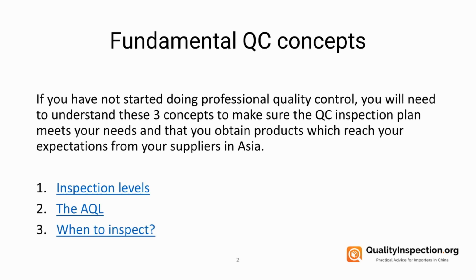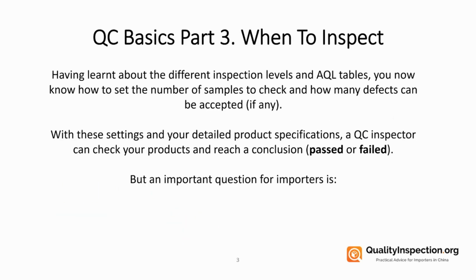If you've seen the other slideshows in this series, you'll have already looked at inspection levels and the AQL. And today, when to inspect. So we already know how to set the number of samples to check and how many defects can be accepted. So with these settings and your detailed product specifications, a QC inspector can go into your supplier's factory and check your products and reach a conclusion about whether they pass or fail on quality. But an important question that you need to answer is, when should I do the product inspections?